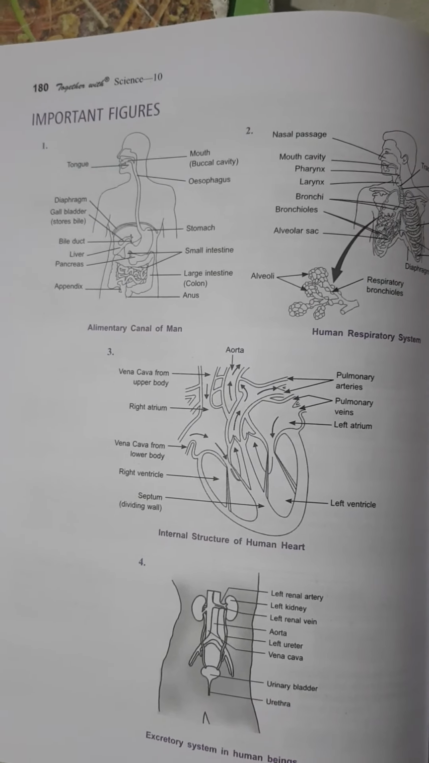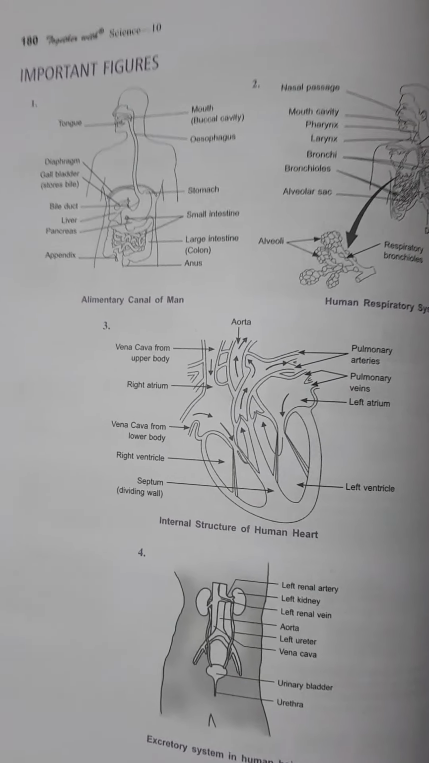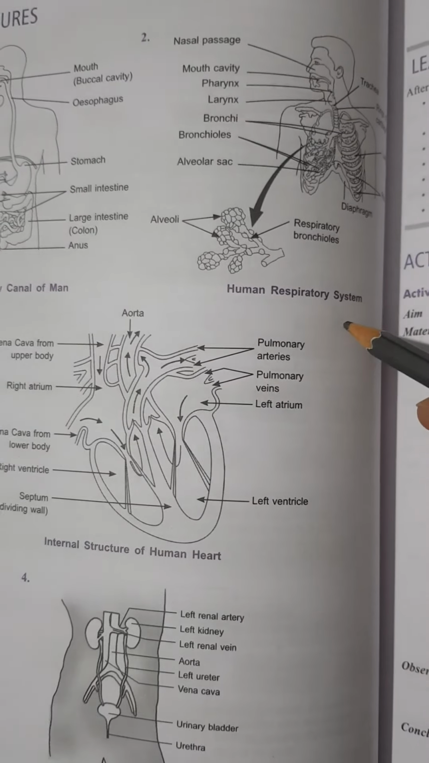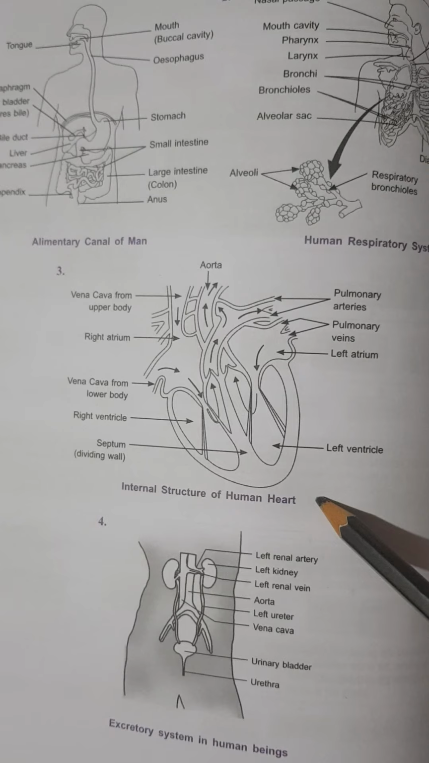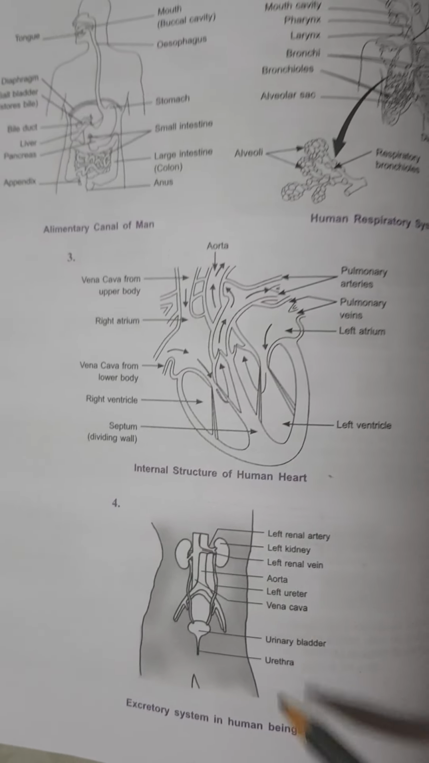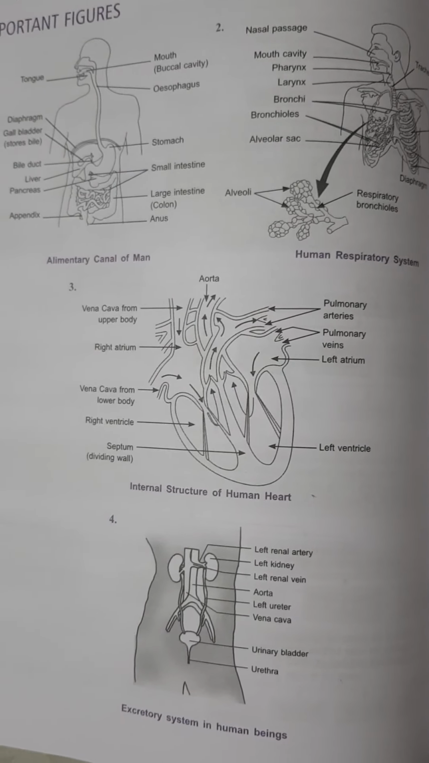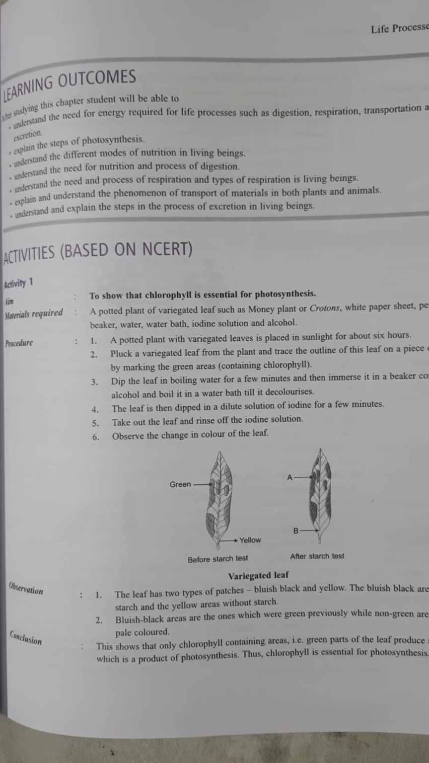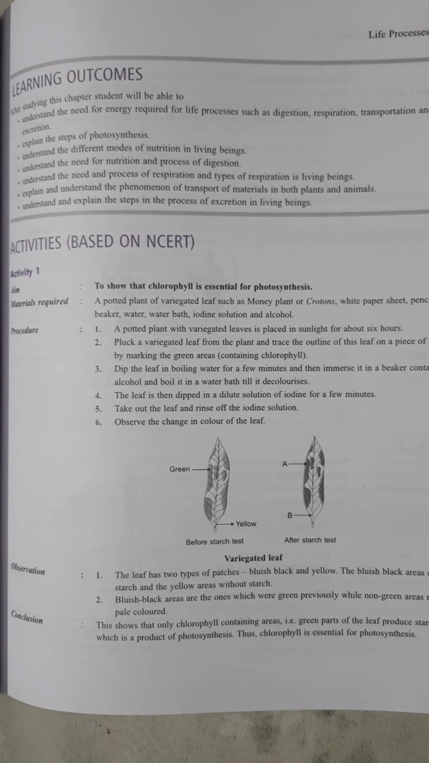Next, coming to important figures of this chapter, one is the alimentary canal, then the human respiratory system, human heart, and excretory system. So the diagrams as well as their labelings should be very clear to you. Then coming to the different activity based questions that can come in your reasoning type of questions.